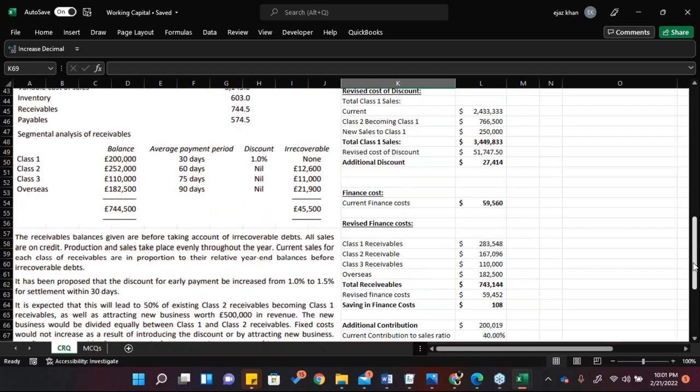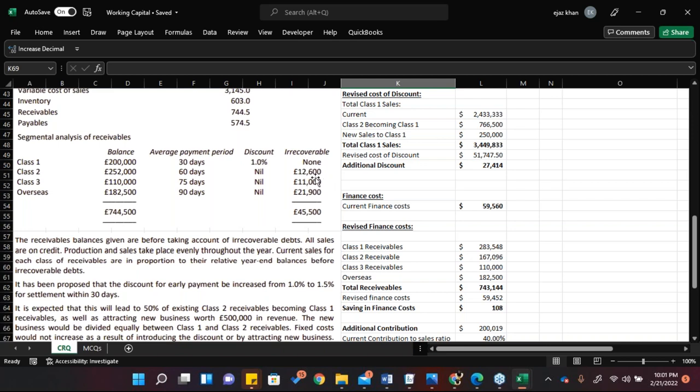Then we need to find out the bad debts as well. The bad debts figure will only change for class 2. It won't change for any other class because there is no bad debts figure in class 1. There is no change to class 3 receivables, no change to the overseas receivables. So hence, there will be no change to any bad debts related to class 1, 3 and overseas. The only change will be related to class 2, as the class 2 receivable figure is going to change. So the existing bad debts figure related to class 2 is 12,600. And we need to see how much it will change after this policy.